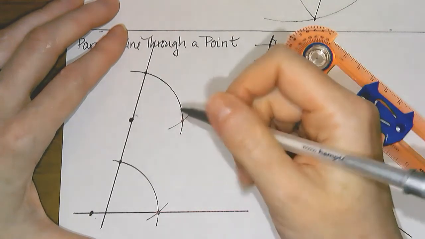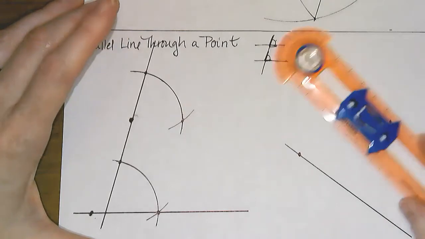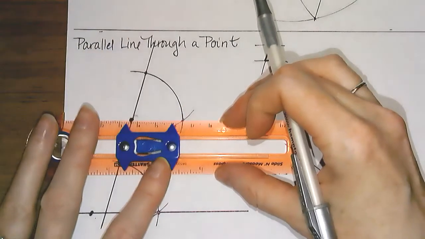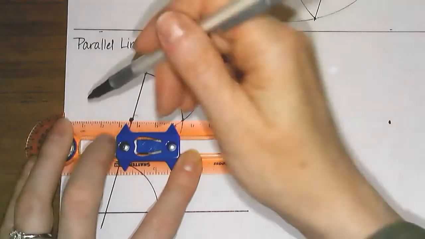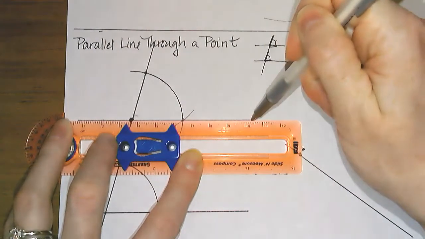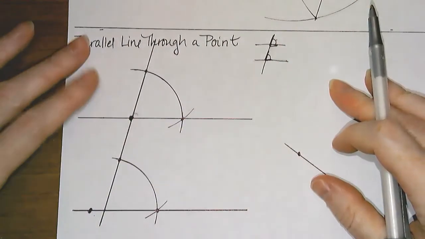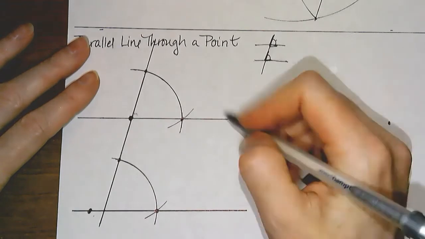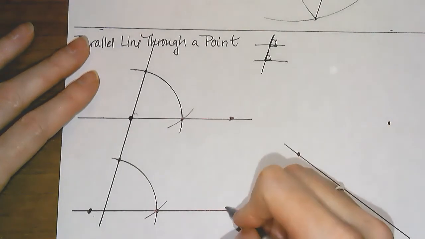So my parallel line is going to have to go through these 2 points. Connect them together, and we have a pretty darn perfect parallel line. So here are my 2 parallel lines that I created.